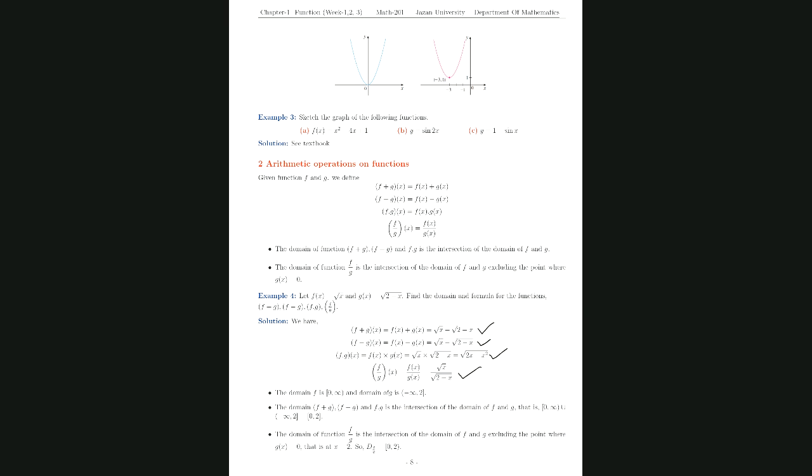These formulas are finished. But the important thing is to find the domain. How to find the domain? So let me explain the domain here. These formulas are very simple: f plus g, f minus g, f times g, f over g. No problem. The important thing is how to find the domain. Let me explain the domain on another paper, and then I will show you.